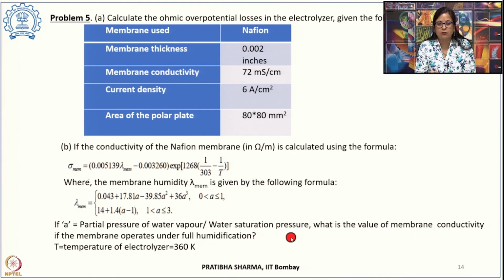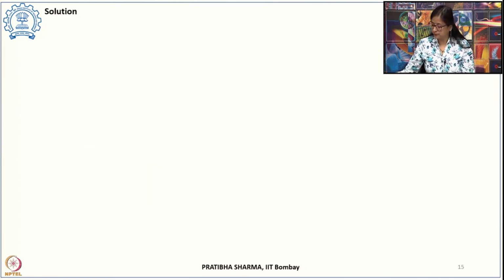Now, what is required to find out in the second part is the membrane conductivity, considering that the membrane operates under full humidification, provided the temperature which we will require for the membrane conductivity is given as 360 Kelvin. So, the first part we are going to find out ohmic over voltage, and for the second part we have to find out the membrane conductivity under full humidification condition. Now, let us solve this problem.